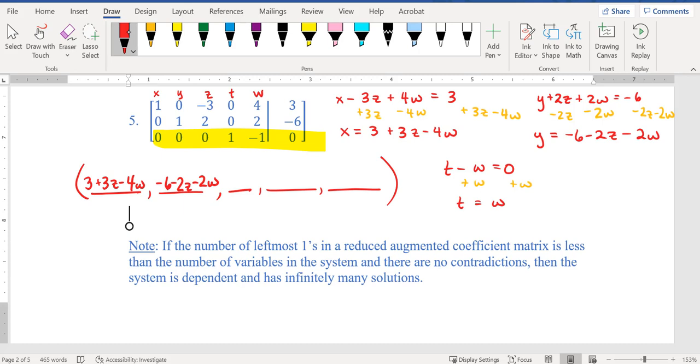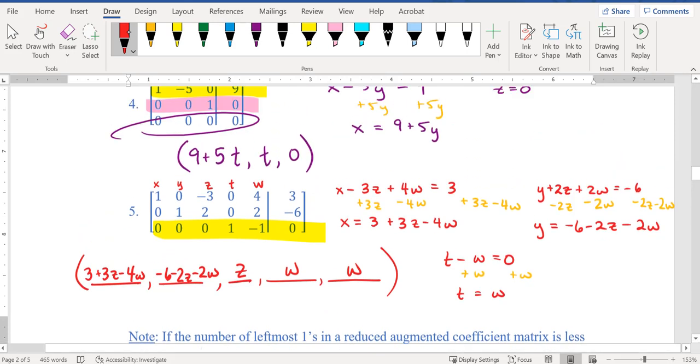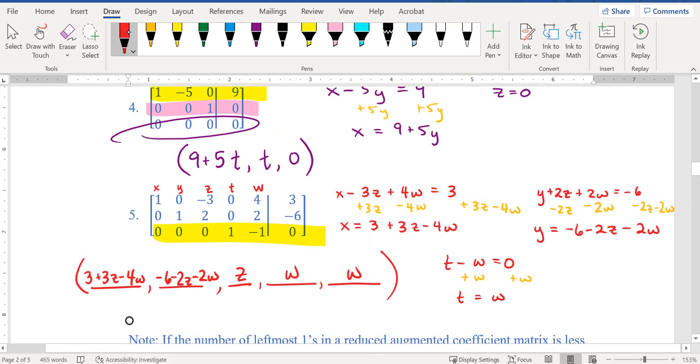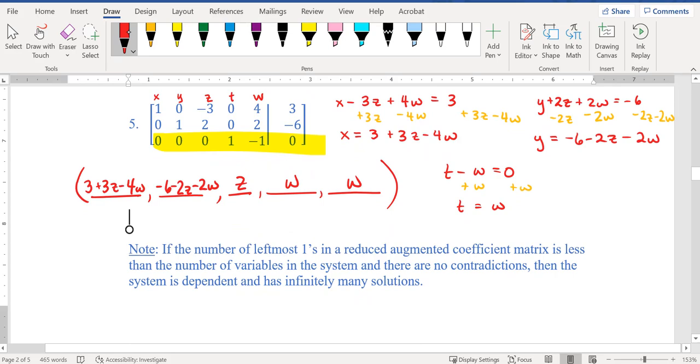Did I solve for z? No. So it's just z. Did I solve for t? Yes, it was w. Did I solve for w? Nope, it was just w. I would leave your answer like this. Back here, where it was just one variable that was missing, you could let z be t, or this one actually was y. Let y be t. I would just have left it y, especially with an example like number 5.